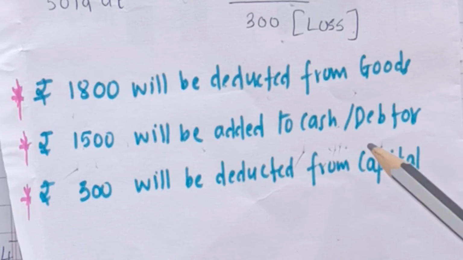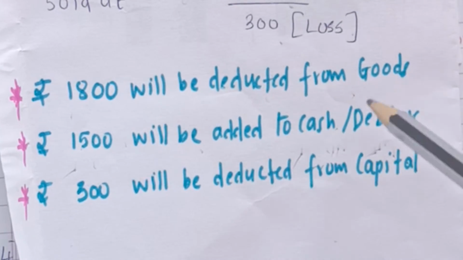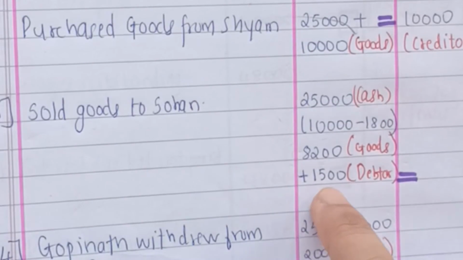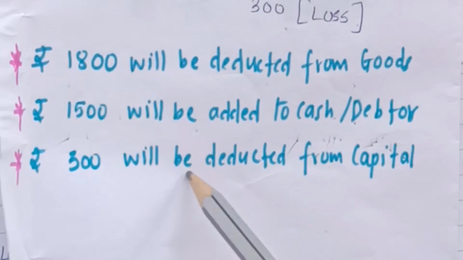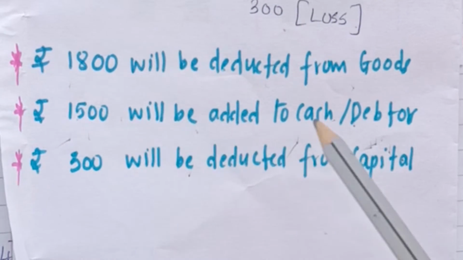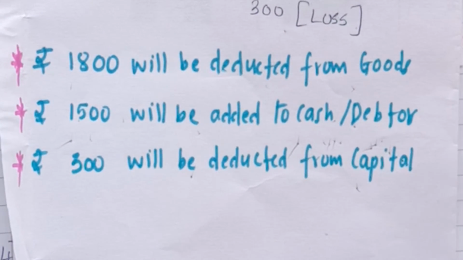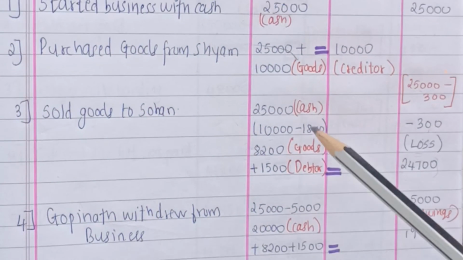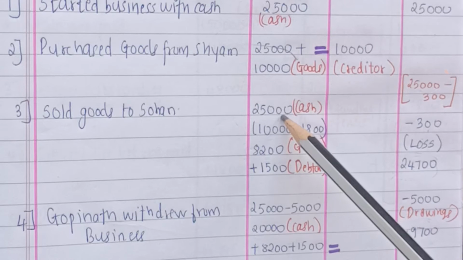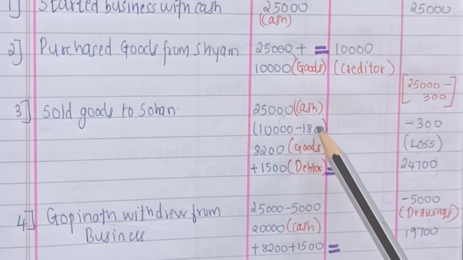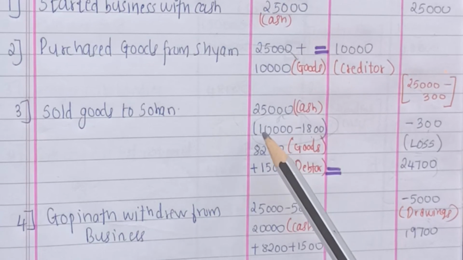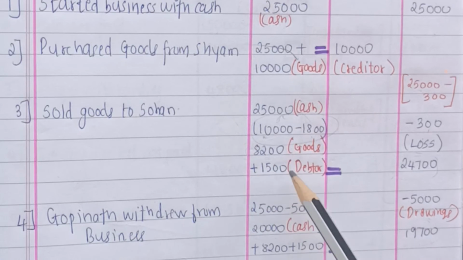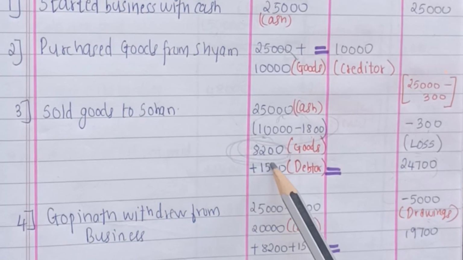Or else you can show a separate amount, and in bracket you can write debtors as I have written over here. And this rupees 300 will be reduced from capital, as you can see here. So now in this entry, we had 25,000 cash. First of all we have to deduct 1,800 from 10,000, that is our goods. So this is our goods remaining balance, 8,200.